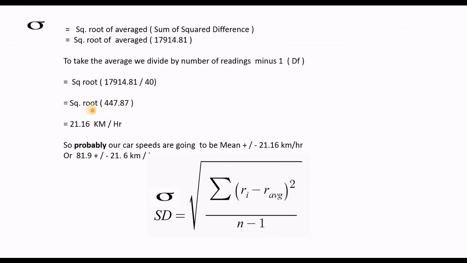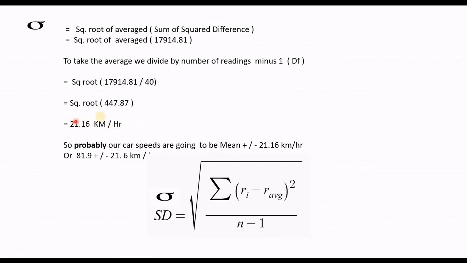447.87. Now we take the square root. Why do we take the square root? To cancel the effect of the square. Why did we do the square? To cancel the effect of the negative data. And why are we taking the square root? To cancel the effect of the square. Right? The square root of a square is the previous number itself. So we will take the square root of this data, 447.87, and we get 21.16 kilometers per hour.